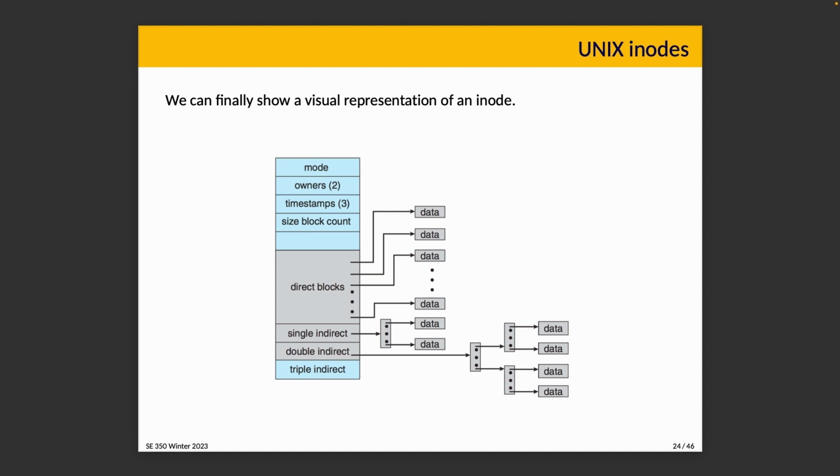There's the mode, there's the owners, there's the timestamp, there's information about other stuff, right? And then there are the direct blocks. And these are just pointers to data, and there's 12 of them. So if our file fits in 12 blocks or fewer, then we don't really have to allocate any additional blocks just for the index, right? The inode has to exist.